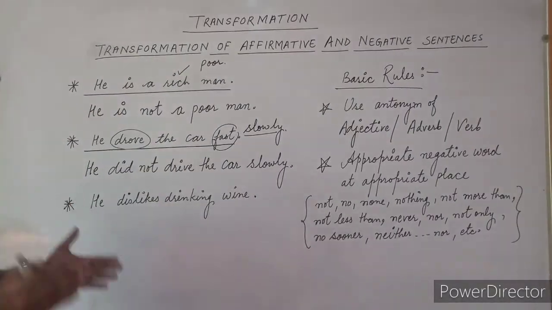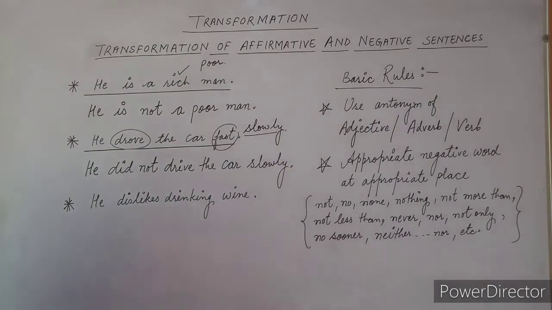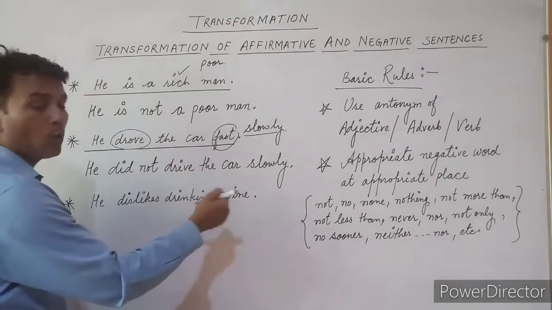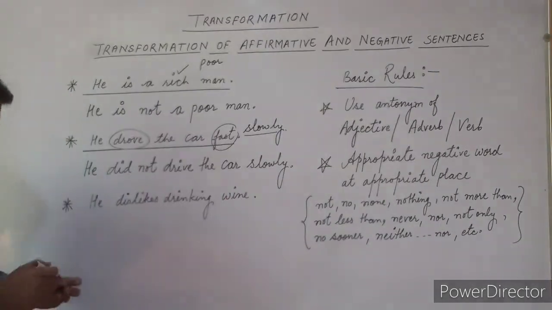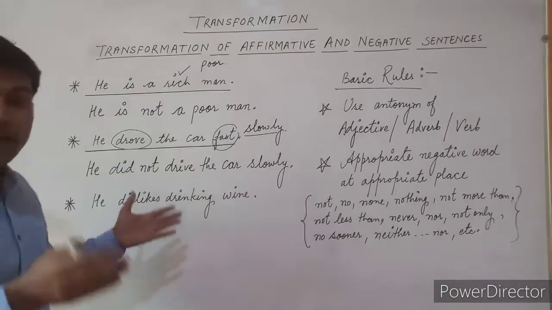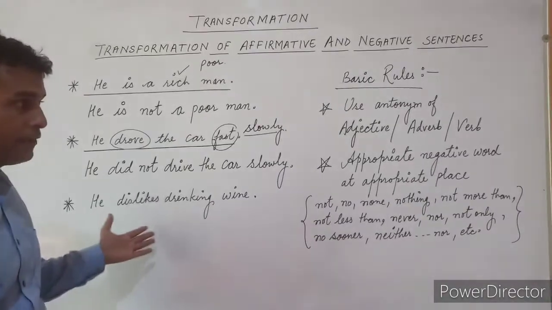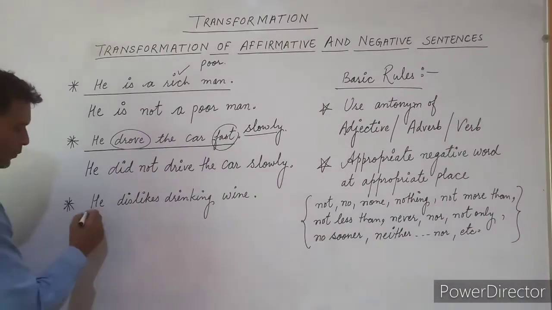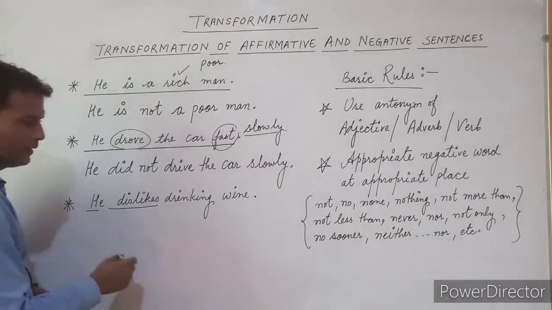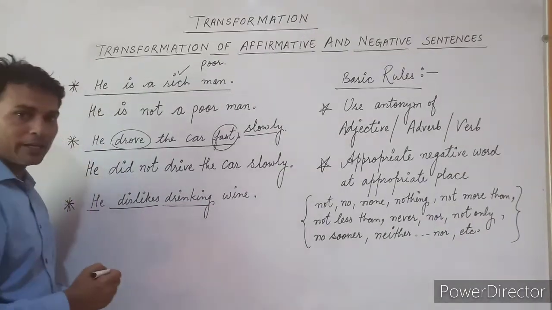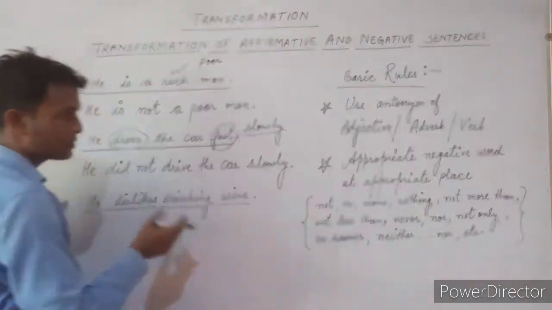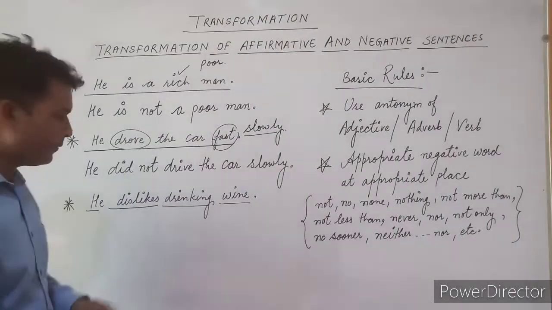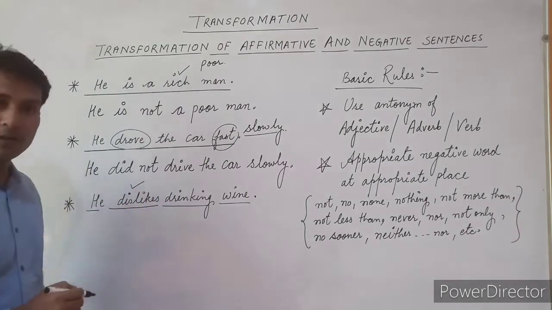Let's look at the third sentence. He dislikes drinking wine. So first you have to find out any adjective, adverb and verb. As you can see, there is no adjective; He is a pronoun, dislike is a verb, drinking is a gerund, and wine is a noun. So there is no adjective and adverb. Dislike is a verb.